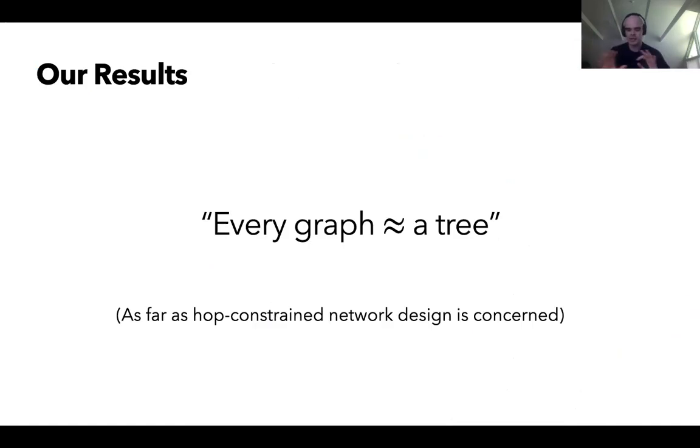Okay, so this brings me to a high level overview of what our results are. If you take nothing else away from this talk, I think this is the slide to remember. Basically what we show is that if you want to solve a hop constraint network design problem, you can just assume that your input graph is a tree. Now, why is this useful? Well, problems on trees are typically much easier than they are in general graphs. So this can form the foundation of many new algorithms for hop constraint network design. Let me describe this in a bit more detail.